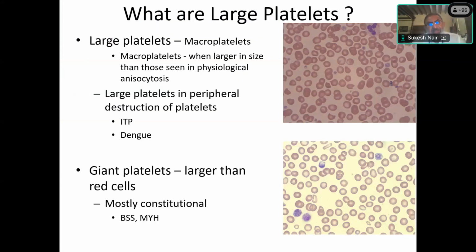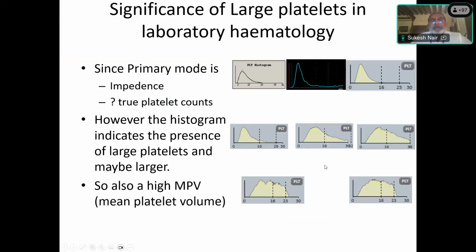Large platelets are defined as anything which is beyond physiological anisocytosis. But giant platelets are defined as those which are larger than red cells, as you can see in these two pictures. The interesting thing is when you look at the platelet histogram, it will reflect the large platelets. So you can see, as the number of large platelets keeps on increasing, the histogram reflects the large platelets. Only thing is, with giant platelets, it gets confused and abruptly stops.